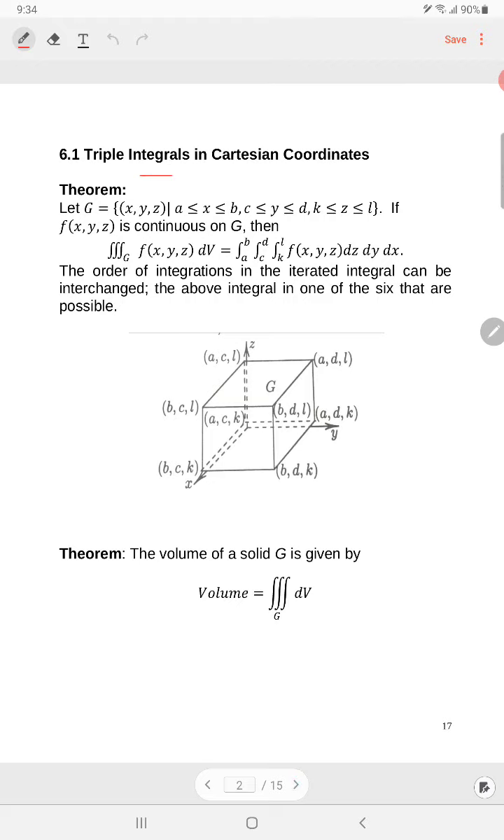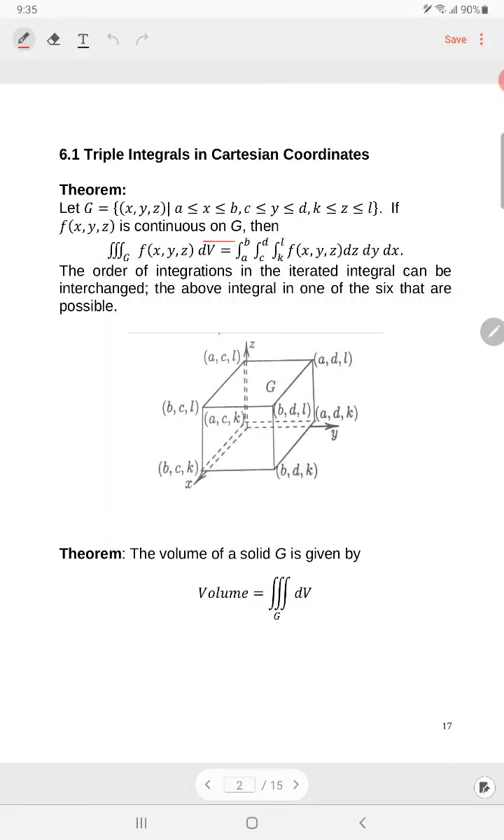Okay, so here we have triple integrals in Cartesian coordinates. Let's look at this theorem. Let G be a solid where it contains set of points x, y, z, where x is between a and b, y is between c and d, and z is between k and l. And if we have a function f(x, y, z) which is continuous on solid G, then f(x, y, z) integrate over solid G. So here we have triple integrals.